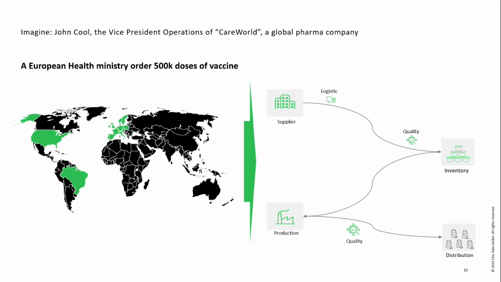John has to make sure that the products are being produced in the correct amounts that he can guarantee to the ministry.